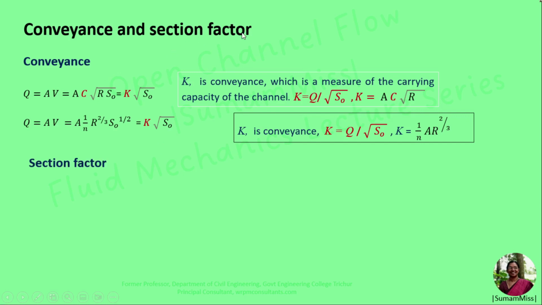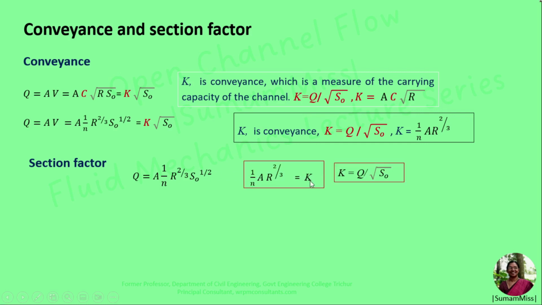Another concept is section factor. Manning's equation is a very commonly used equation. So the discharge equation can be written as q equal to a into 1 by n r raised to 2/3 into s naught raised to half, or we can express the conveyance k as 1 by n a r raised to 2/3, or represent k as q divided by root of s naught. As we have discussed earlier, if discharge and bed slope are given, then we can calculate the conveyance using this expression.